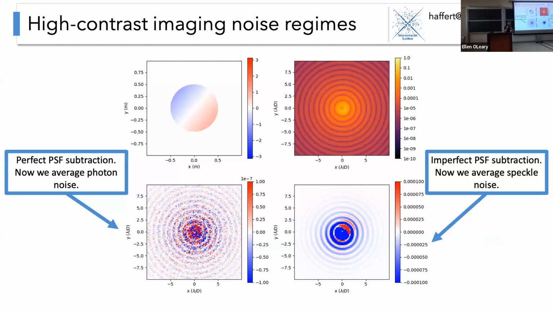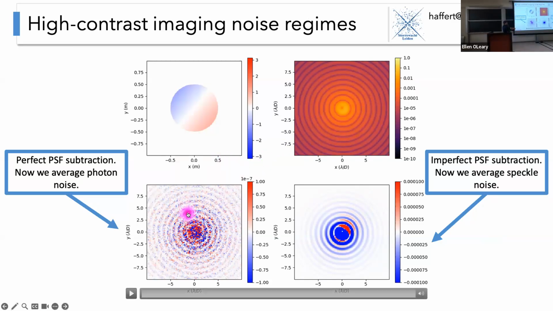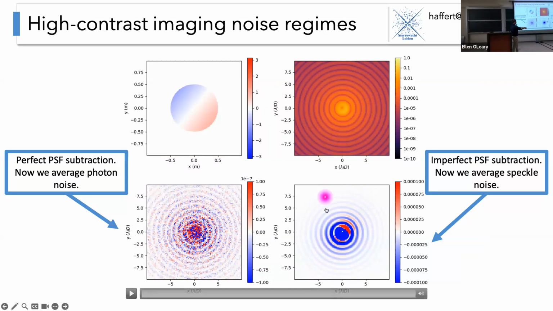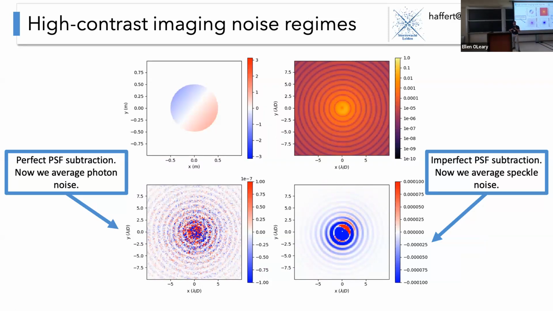So if we have a perfect model of that vortex pattern that we then subtract, then we're only left with the residual photon noise. However, if we have an imperfect PSF, so we don't exactly know the vortex pattern, then we subtract a wrong pattern, and then we are left with something we call speckle noise. Of course, this doesn't remind you of the speckles that we see in the actual data, and that's because this is only tip-tilt, and in actual data we have way more wavefront errors.